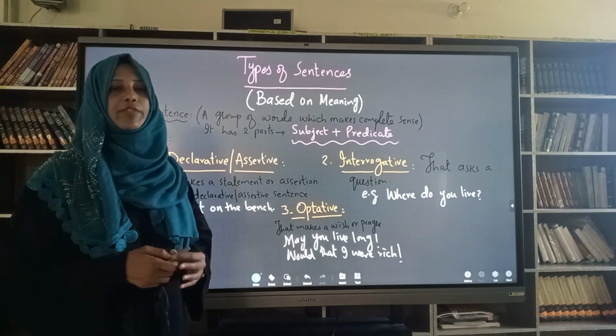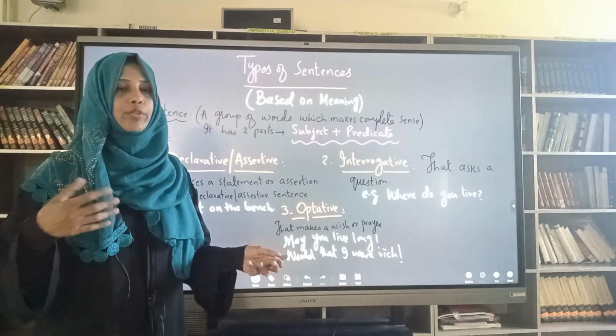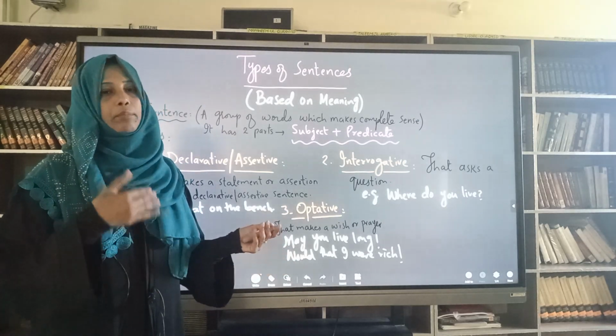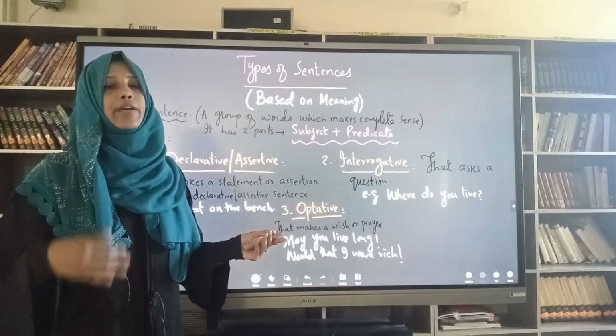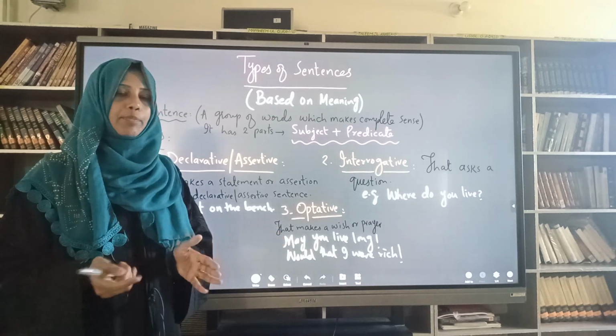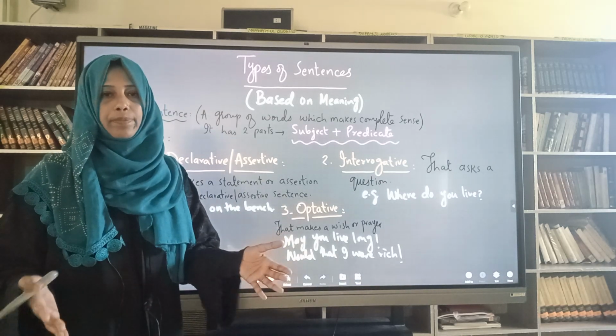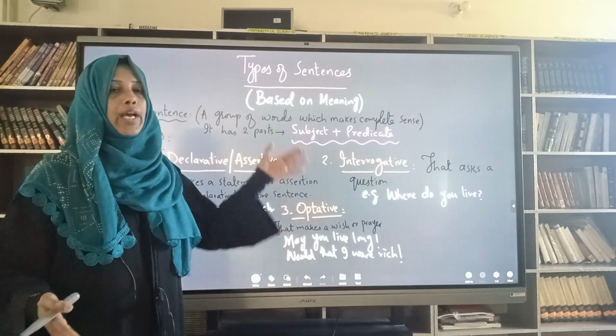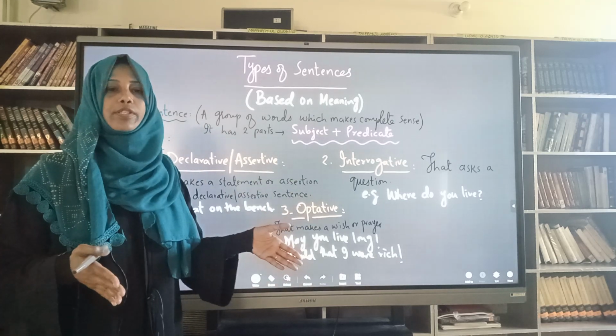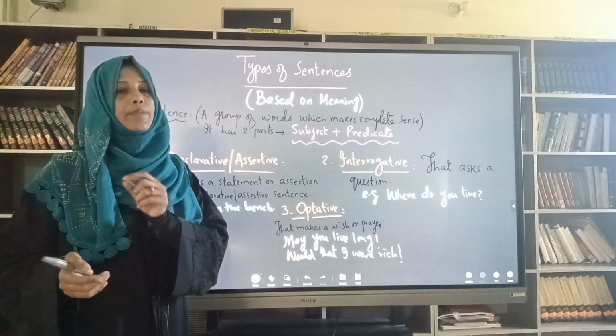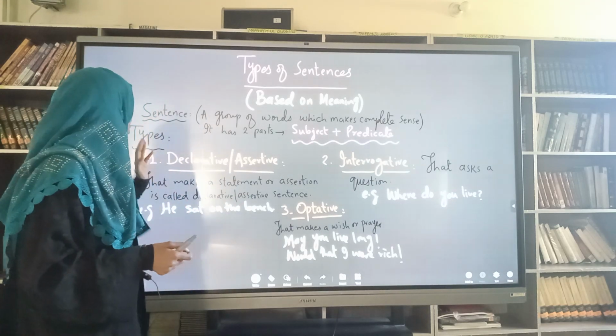A group of words which makes a complete sense or gives you a complete idea, containing both subject and predicate, is called a sentence. Subject, you know very well, is the doer that does some kind of action. And predicate is the rest of the part of a sentence other than the subject. Now comes the types.